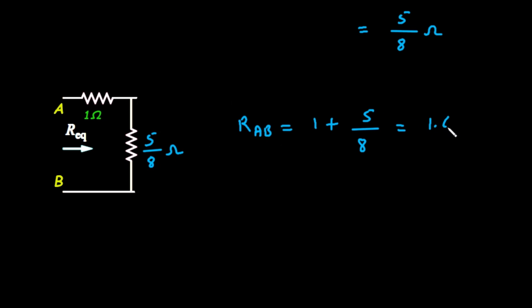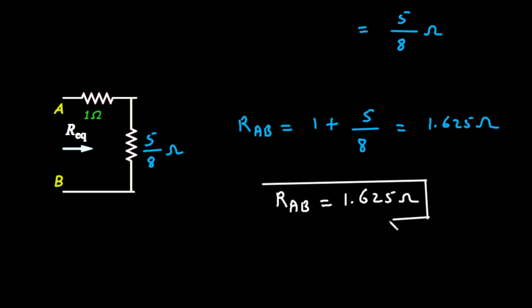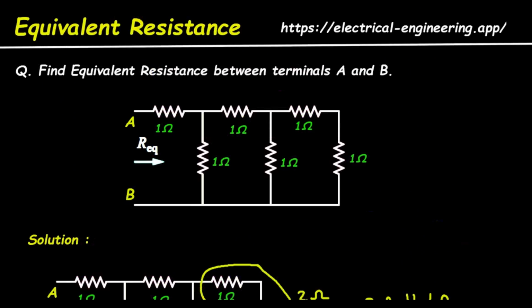1.625. 1.625 ohm is the value of RAB. So here we can write RAB is equal to 1.625 ohm. So this is how we can find the equivalent resistance of the circuit.